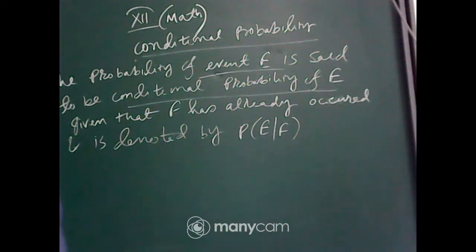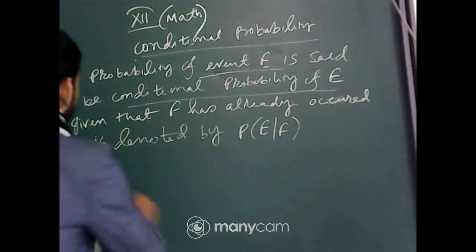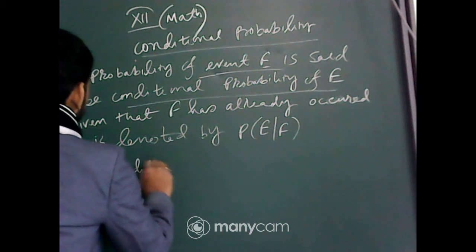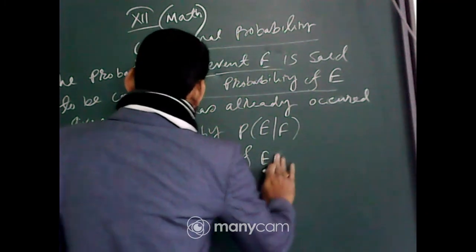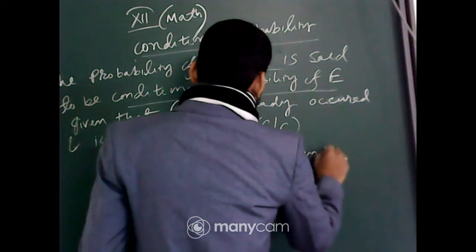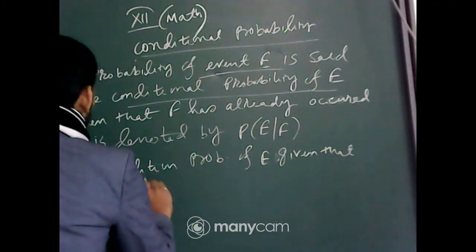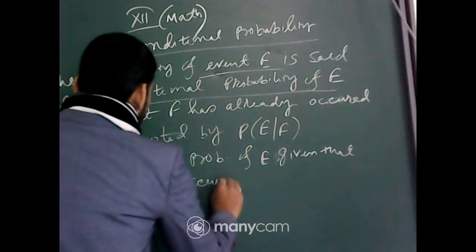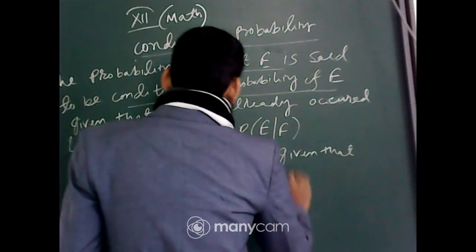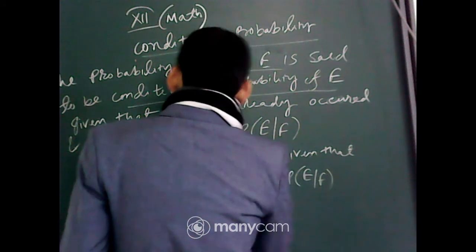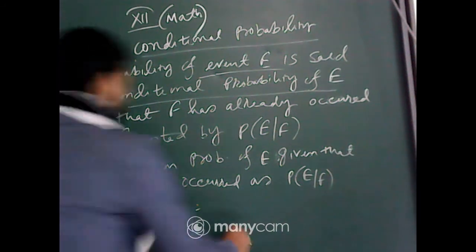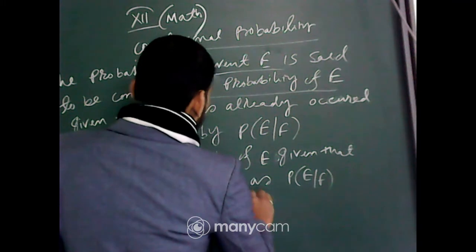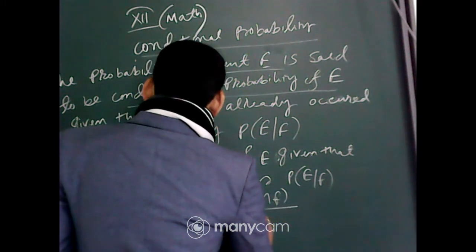Okay. Now, what is the formula? Conditional probability of E given that F has occurred, P of E by F, will be the number of elementary events favorable to E intersection F divided by the number of elementary events favorable to F. That means n of E intersection F by n of F.